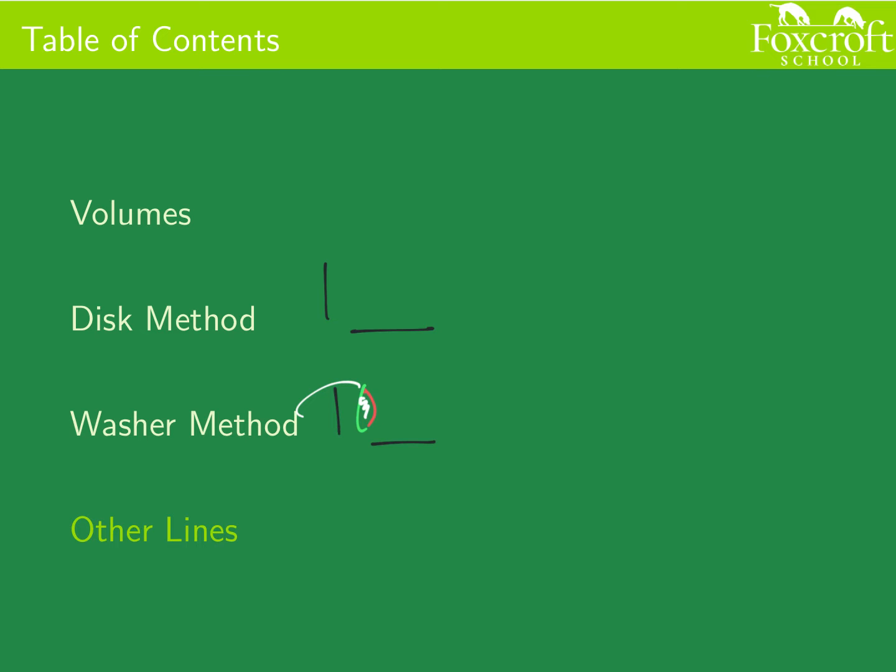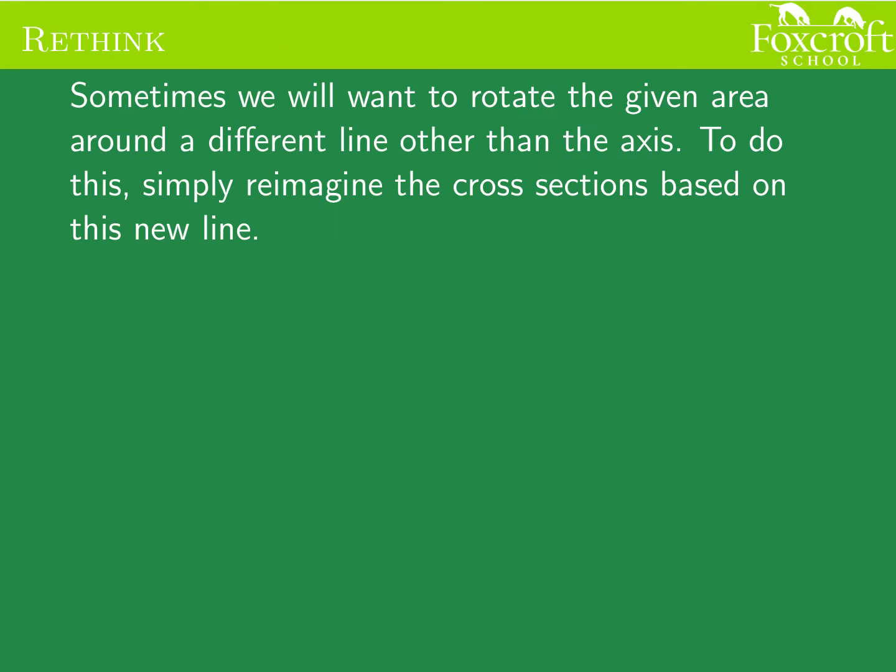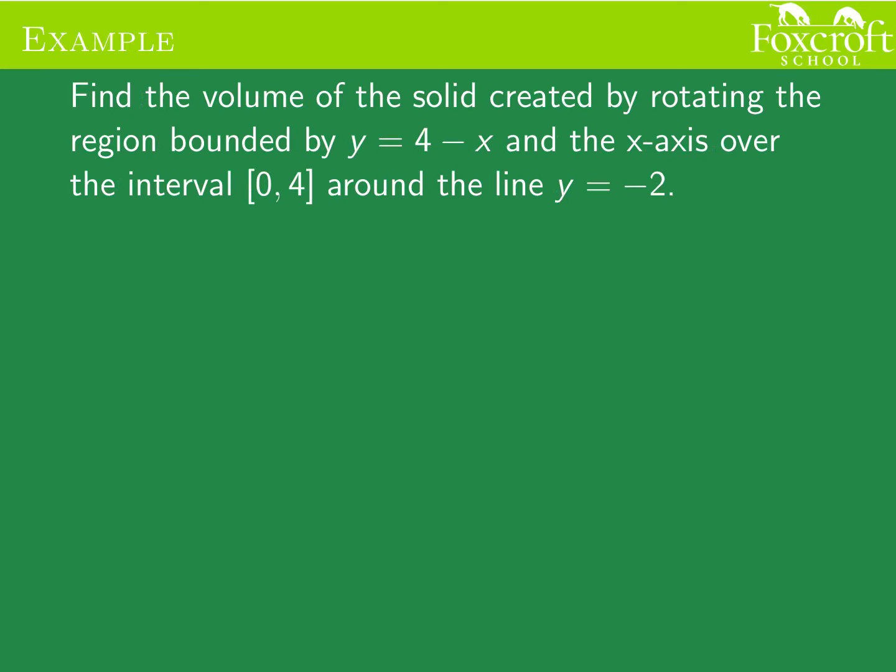All right, what happens if you want to do some other line that's not one of the axes? The basic idea is you're just going to think about what is the radius of the circle for each revolution. It's basically going to be just like a washer example problem. You just have to think a little bit about how the different line that you're rotating around affects the distance or the size of the radius of the circles you're creating as you revolve around.